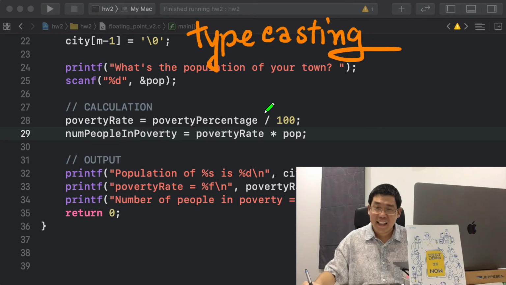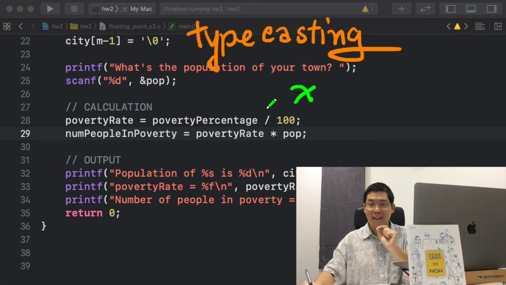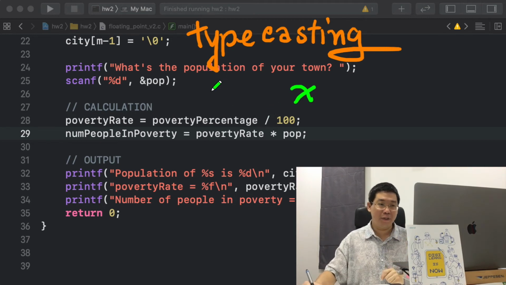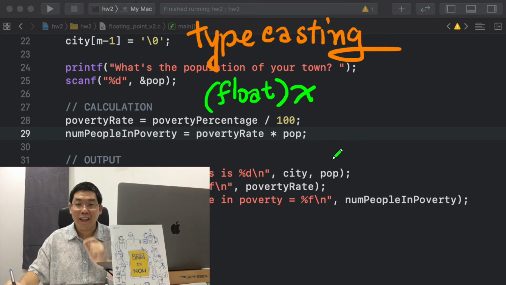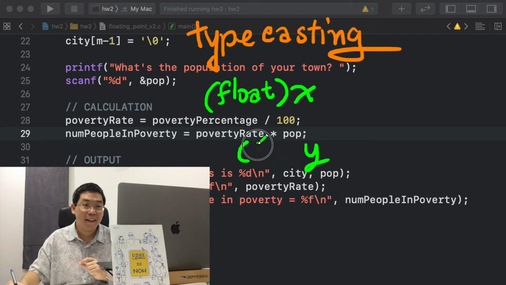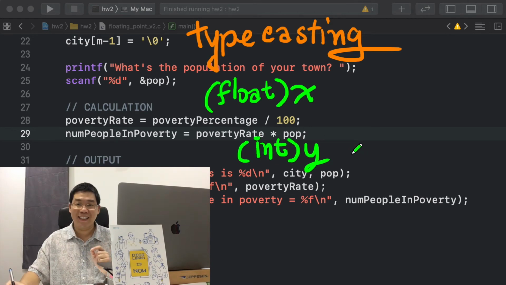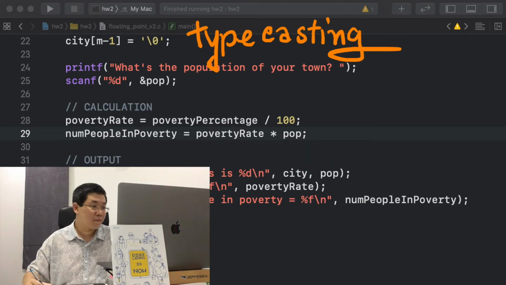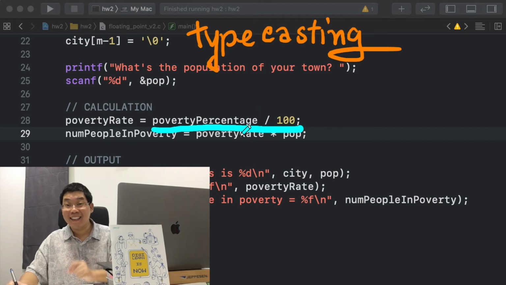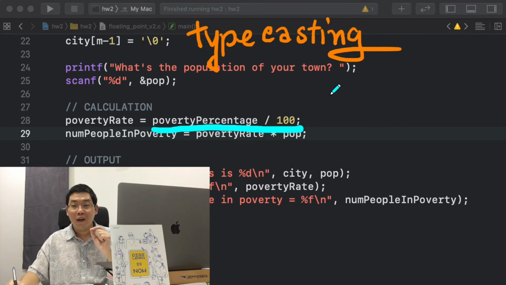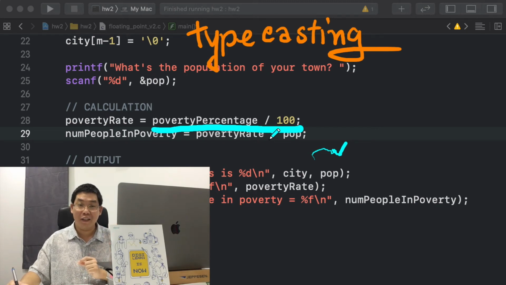Let's say x is an integer and you want to cast it or change it into a float. You do this. Let's say y is a float or a double and you want to cast it to be an integer, then you do this. That's called typecasting. So in this line, when you have poverty percentage as an int and 100 as an int, you can just typecast one of them or both of them to be a float or a double, then it will all be okay. So let's typecast the poverty percentage here as a float.